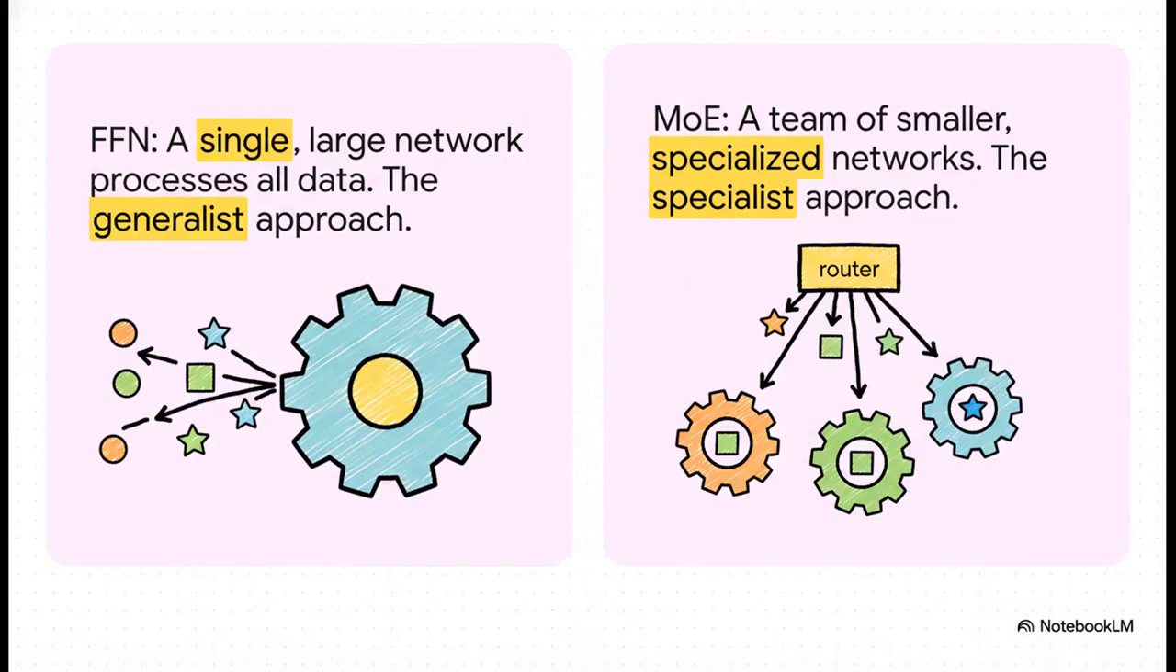And that right there is the difference between a standard feed-forward network, or FFN, and a mixture of experts, or MoE. The FFN is your generalist. All the data flows through it. The MoE, on the other hand, is that team of specialists. It has a bunch of smaller networks, these experts, and a smart routing system that decides which expert is best suited for each little piece of data that comes in.